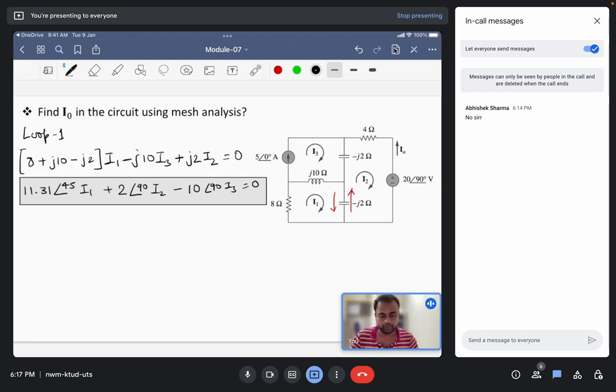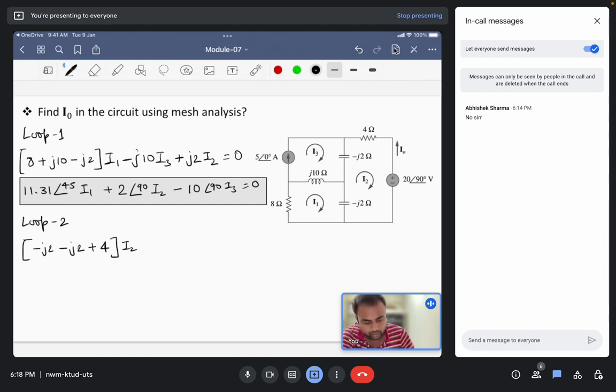So let us again write for loop number 2. The components in this loop are 2 capacitors, 1 voltage source, and a resistor, and the direction we are taking is clockwise. So for loop 2 we are just taking the sum of all the components. So minus J2, again, plus 4 ohms of resistance, which will be multiplied by I2.